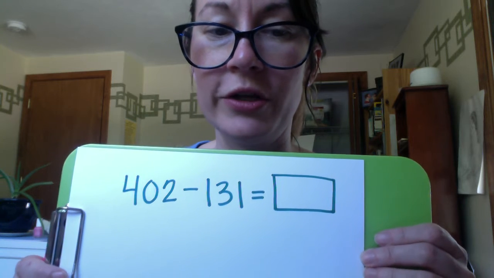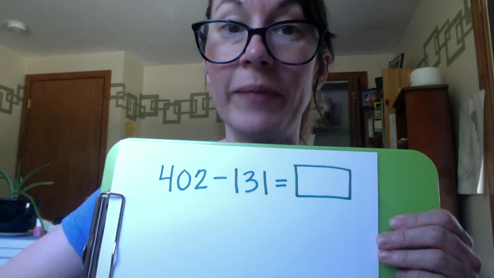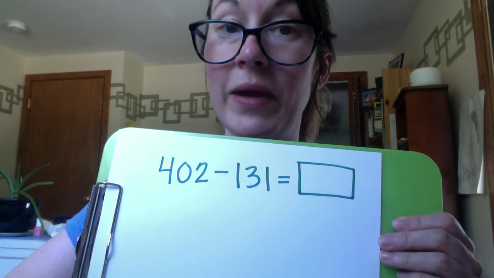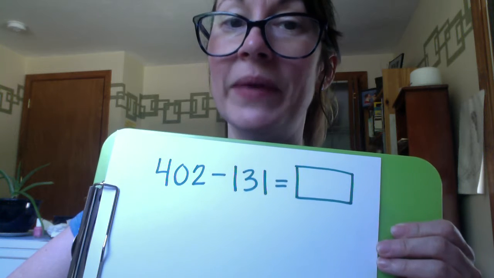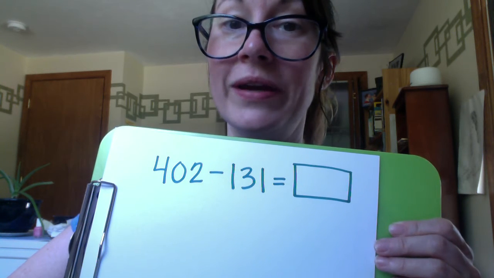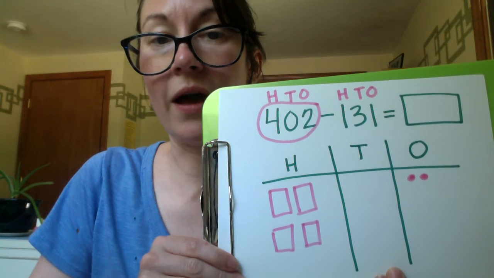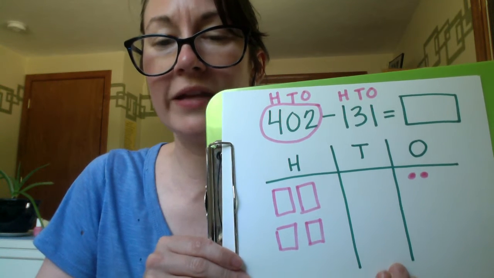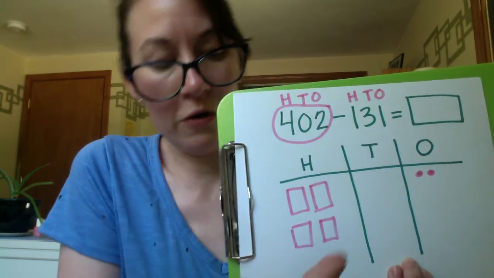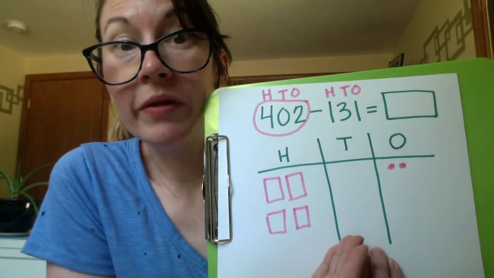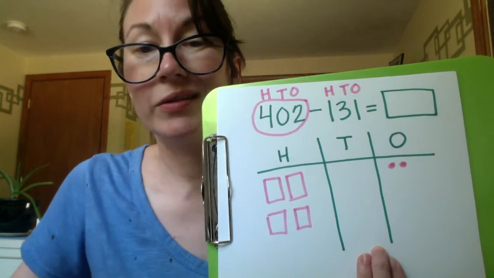So here's my equation, 402 minus 131, and I'll be right back because I am going to mark my T&O, circle my bigger number, and model that bigger number as well. I'm going to do steps 1 and 2. So here it is, boys and girls. I've modeled my bigger number, and I put it in a T&O chart so that we could see, big problem, there's no tens to take away.